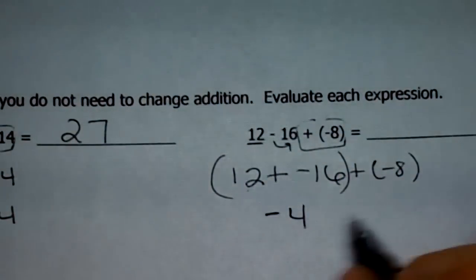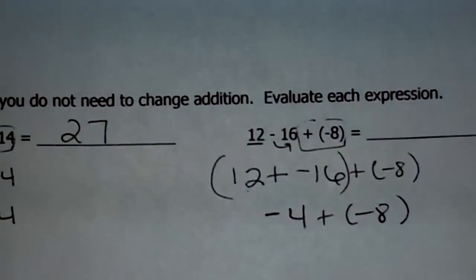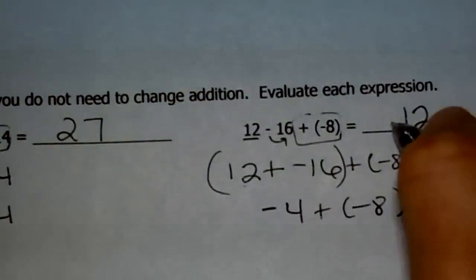I have more negatives than positives. Then I want to add a negative 8 to that. When you have two negatives that you're adding, you add the digits normally and keep the sign.